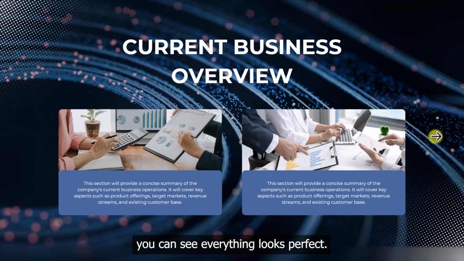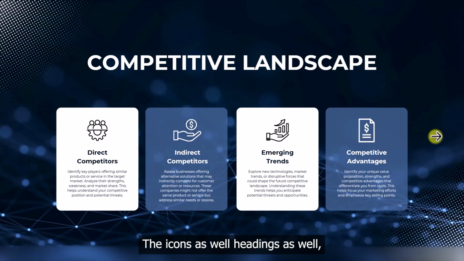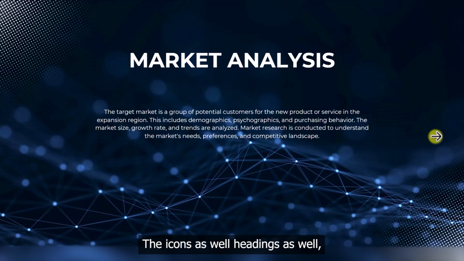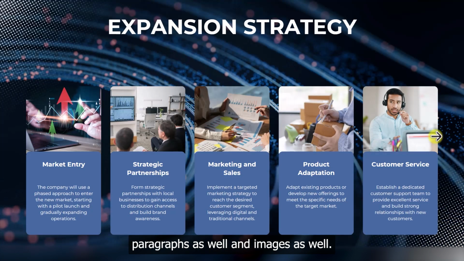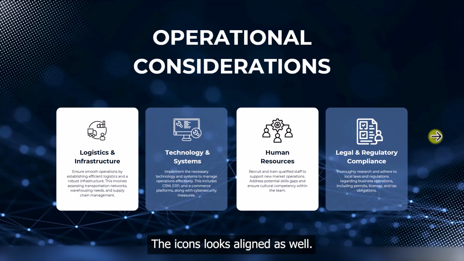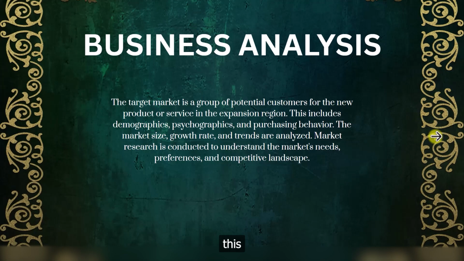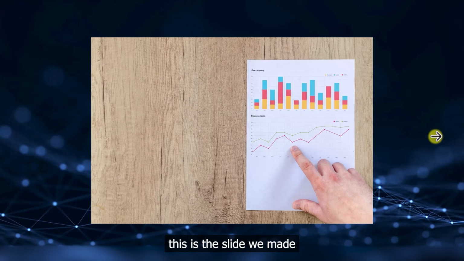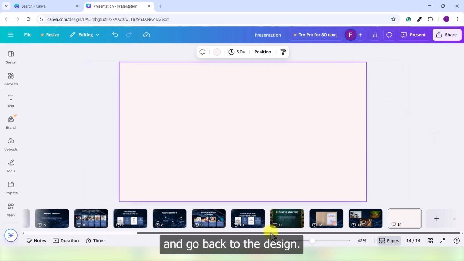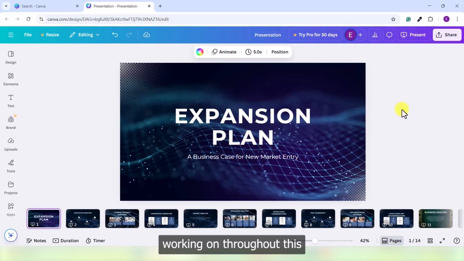So here you can see everything looks perfect, the icons, headings, paragraphs, and the images as well. They look aligned, the icons look aligned as well, and this is the slide we made, and this is the image we added. So everything looks perfect. You can press ESC and go back to the design. Your project that you have been working on throughout this course is now ready to be shared with the world.